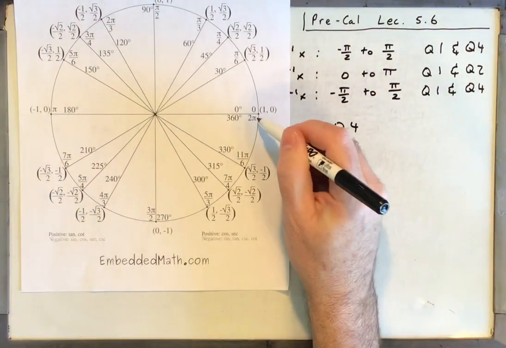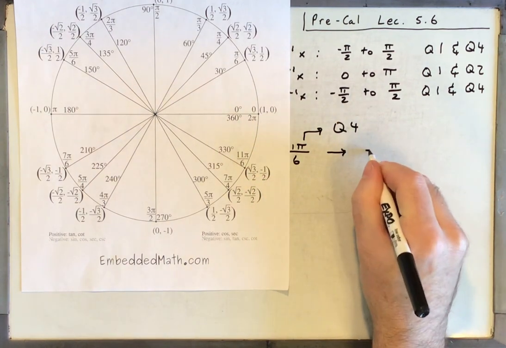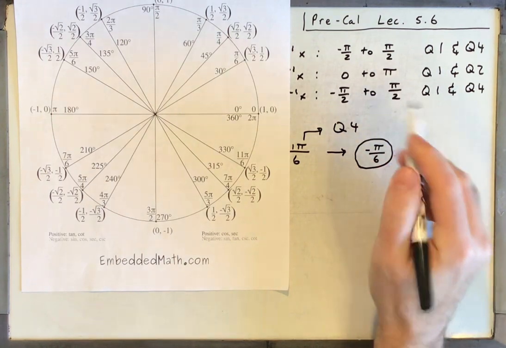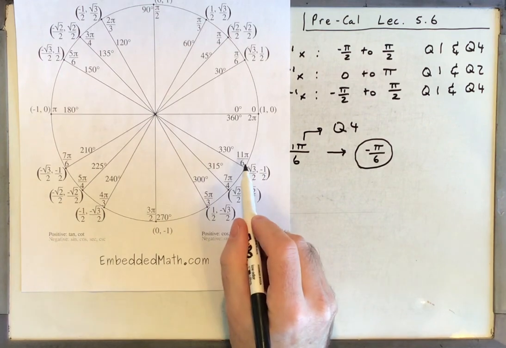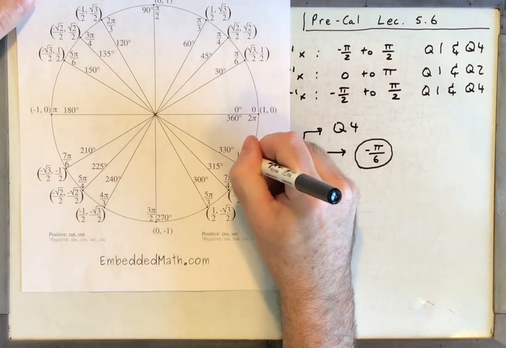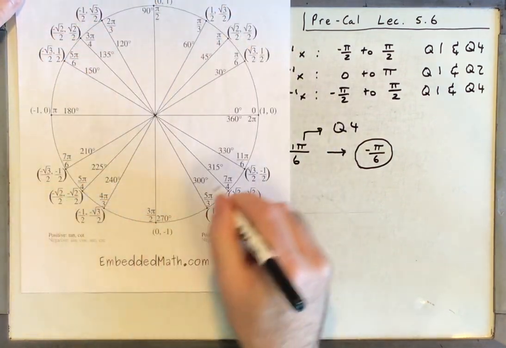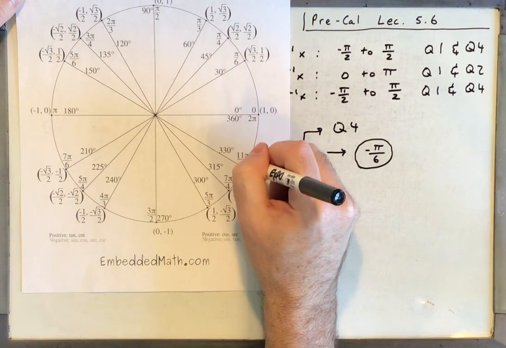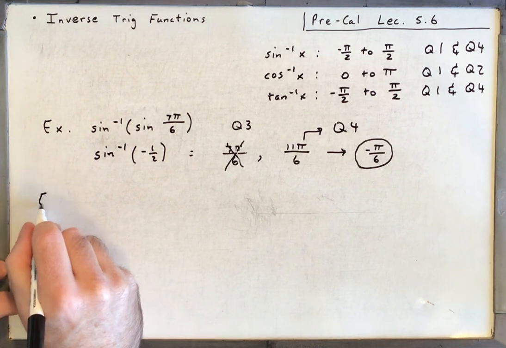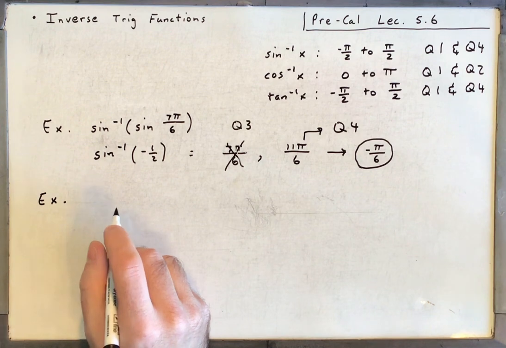So 11 pi over 6 is the same, if you go this direction, as negative pi over 6. So that's how we have to report it. Now it fits within our restriction. Again, 11 pi over 6, if we come down this direction and report it as a negative angle, going that way instead of going all the way around to 11 pi over 6, the same angle is negative pi over 6. All right, so you'll get used to these as you keep trying them.